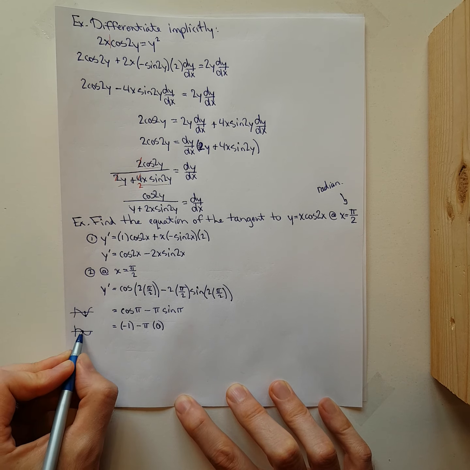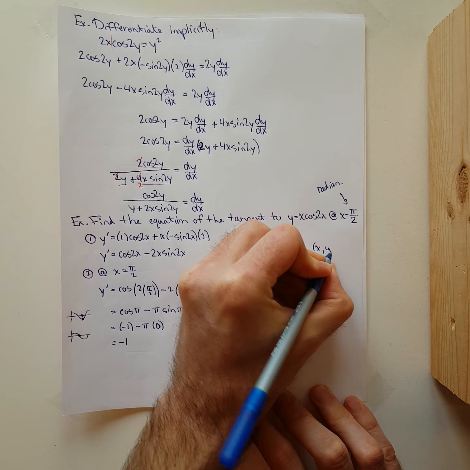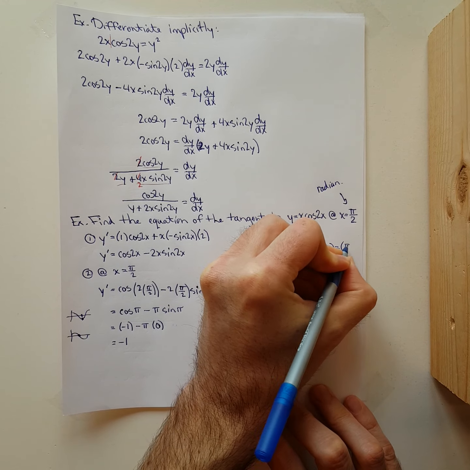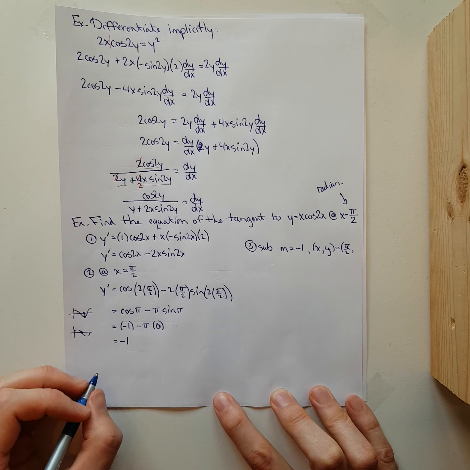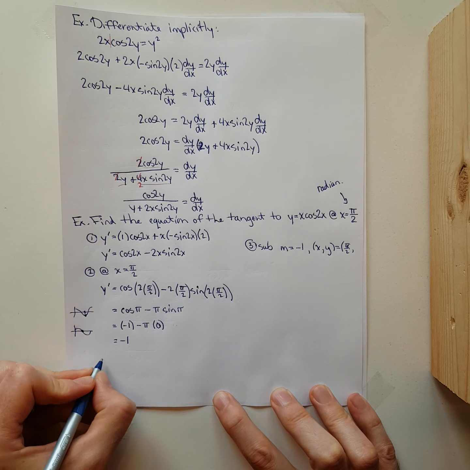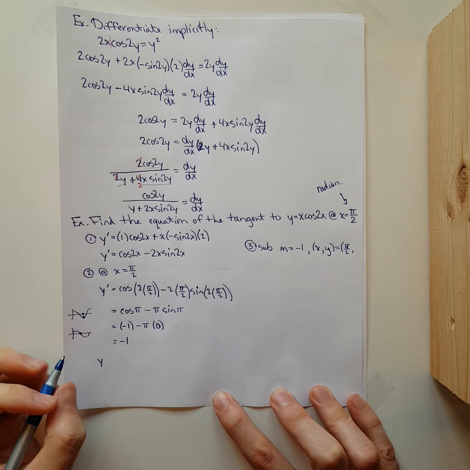Step 3 then, we would then sub in what we know. We know that we have our slope here, which is -1, and we have x and y. We know x is pi over 2. We should actually take a second and go back here. When x is pi over 2, we figured out the derivative, but we should also figure out our y value.